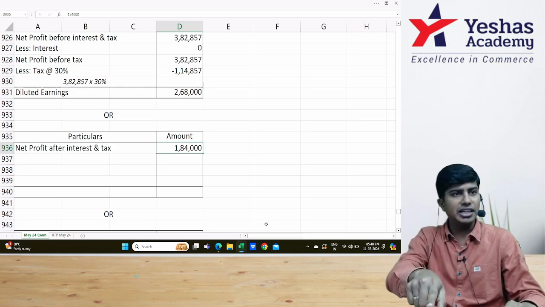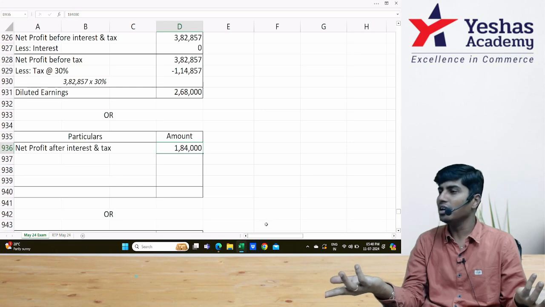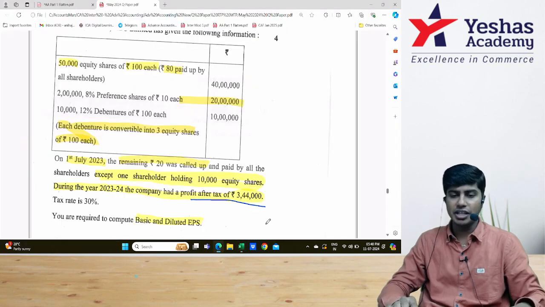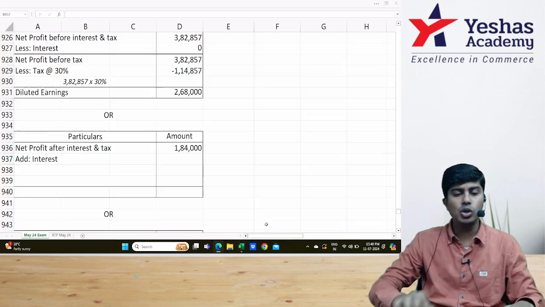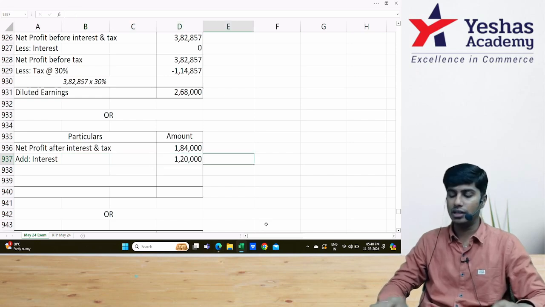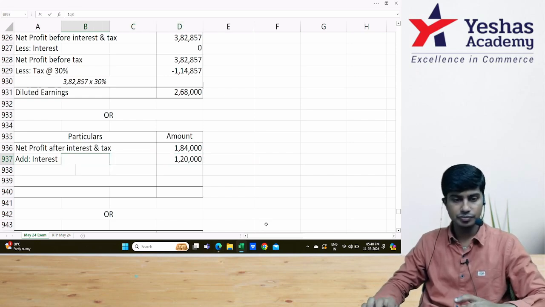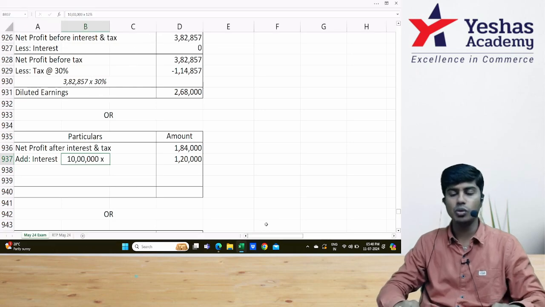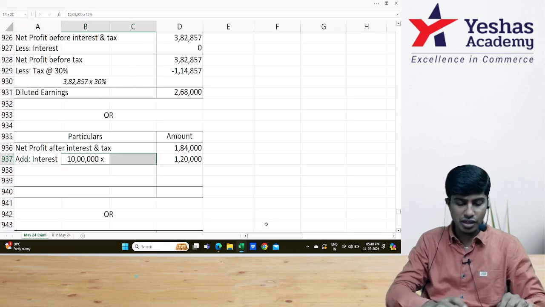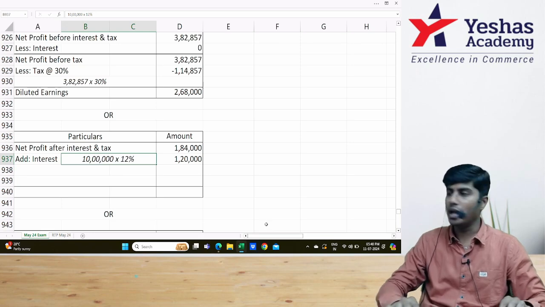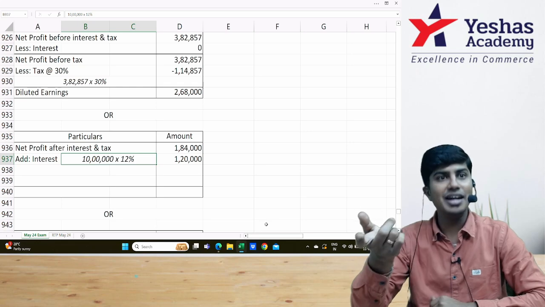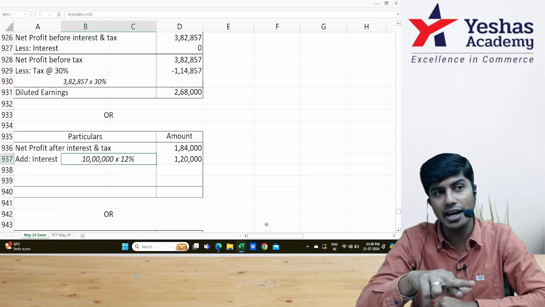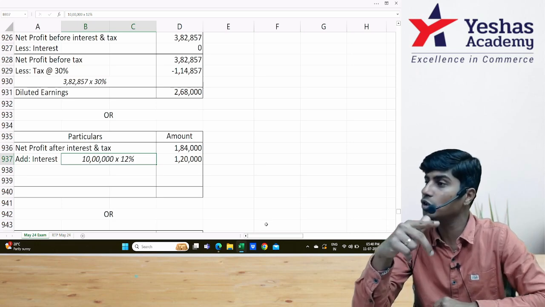This is after deducting interest. Interest should no longer be deducted. Why? They are no longer debenture holders. Straight away add back interest. How much is interest? 10 lakh into 12%, that is 1 lakh 20. How did we get this? 10 lakh into 12%. Now, if they were debenture holders, I used to pay interest. Because I paid interest and it became an expense, my profit was decreased and I paid lesser tax. Now, as they are no longer debenture holders, I don't have to pay interest.